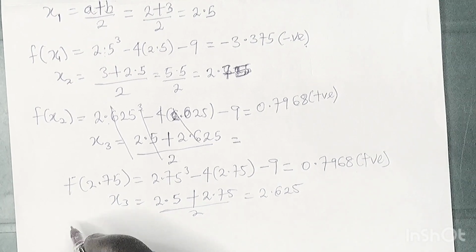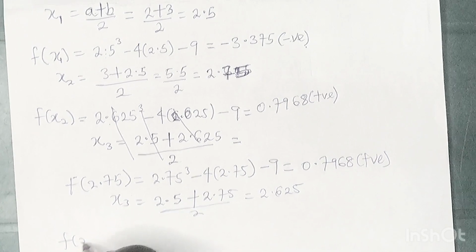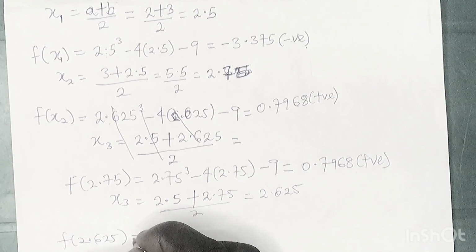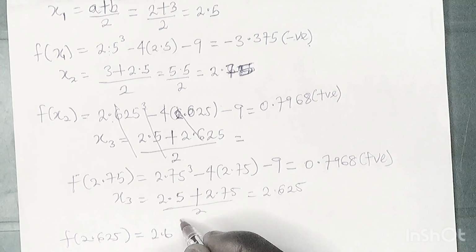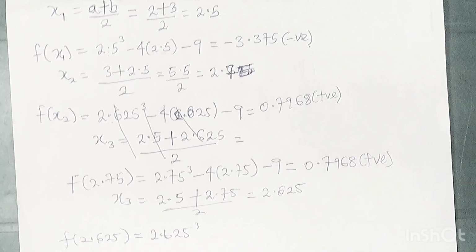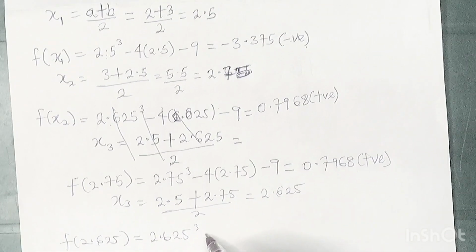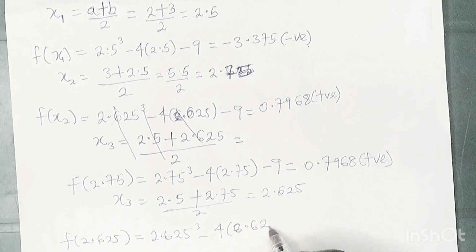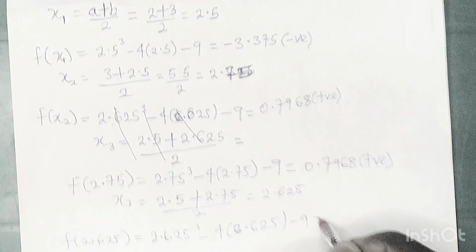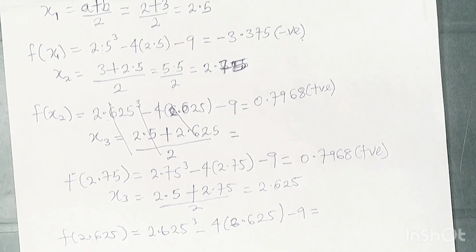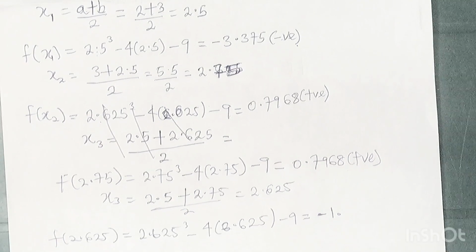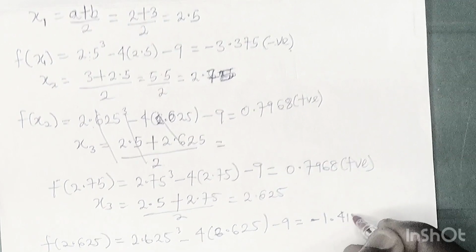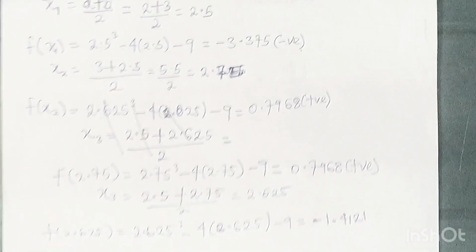All right. So I'm sure you know this next step now. The next step now is to do f of 2.625, which I've done. I've showed you the steps. So that will be 2.625 raised to power 3 minus 4 into 2.625, then minus 9. If we do that, we are going to get negative 1.412. So this is what I am going to get.